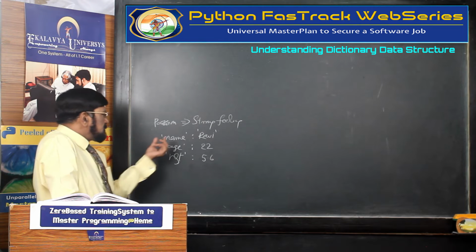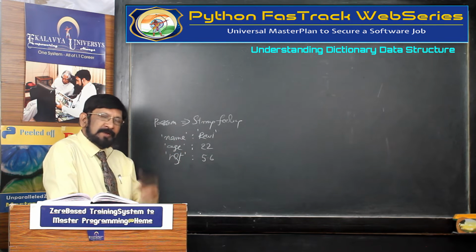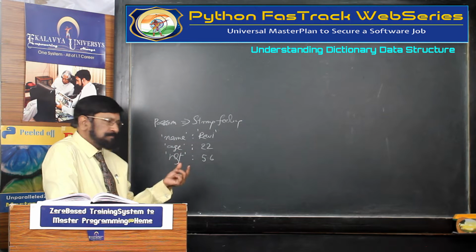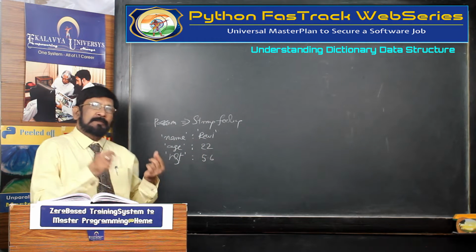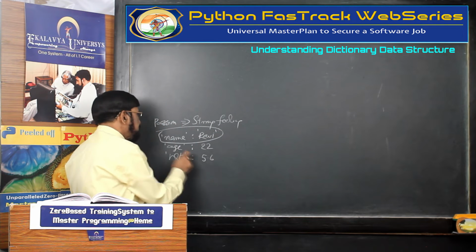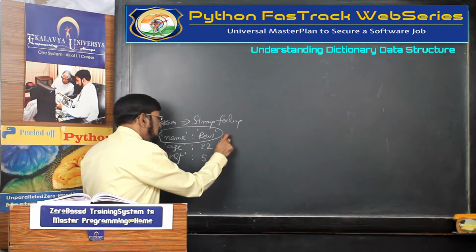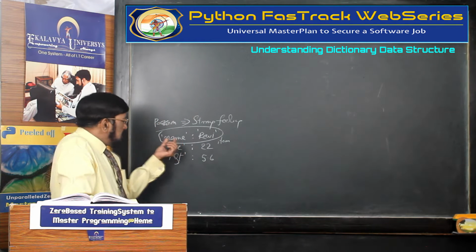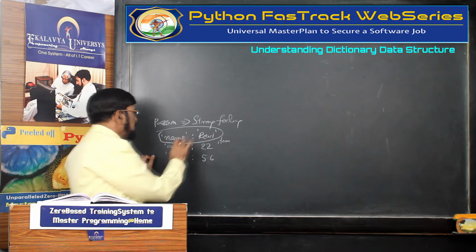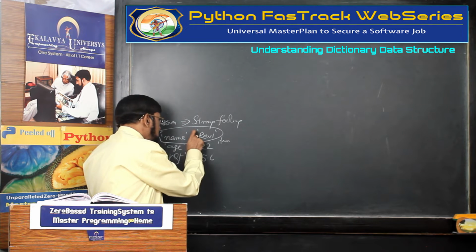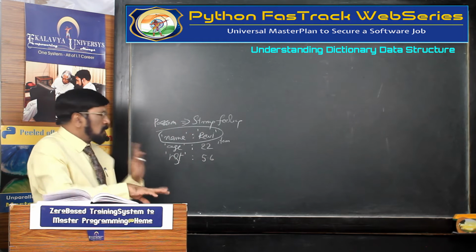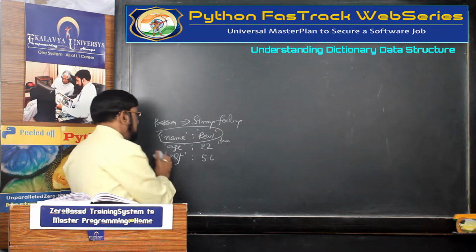In this, pairs of items are there. The first item is called the key, the second item is called the value. Key and value together are called an item. That means, what is an item? The pair of key and value is called an item. Here one thing: this is a colon, not an equals sign or a semicolon. You have to use a colon. Okay, this is the initial understanding.